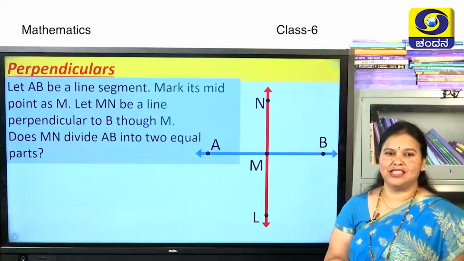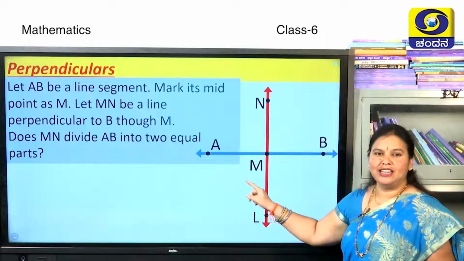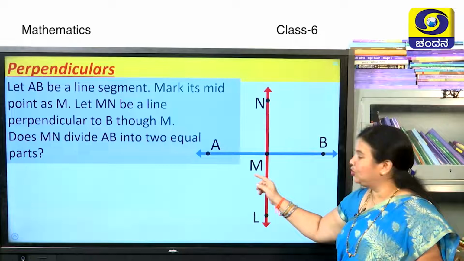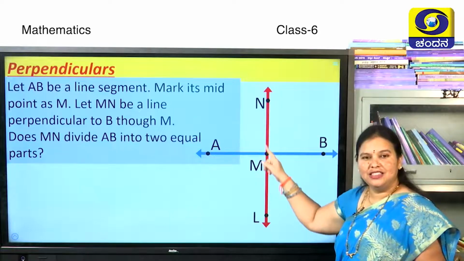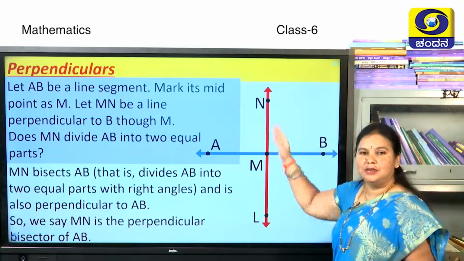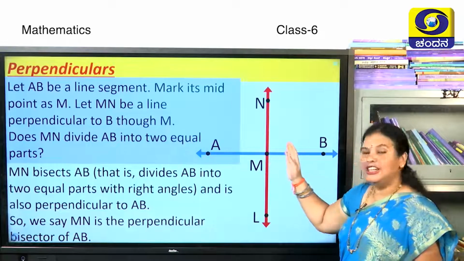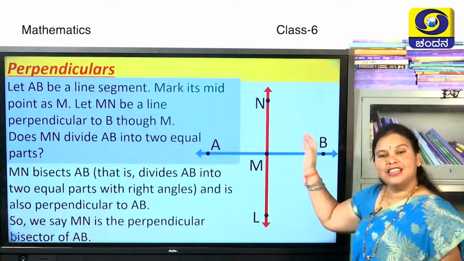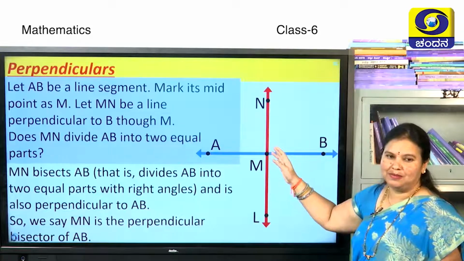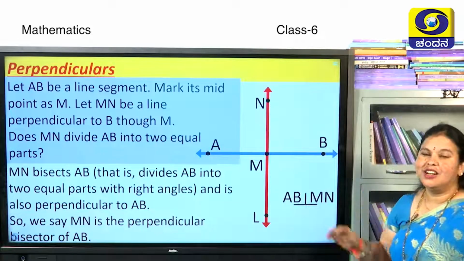Now we'll see one example. Let AB be a line segment. Mark its midpoint as M. Let MN be a line perpendicular to AB through M. Does MN divide AB into two equal parts? Yes. See here, MN bisects AB. That means it divides AB into two equal parts with right angles, isn't it? And it is also perpendicular to AB. So we say MN is the perpendicular bisector of AB.